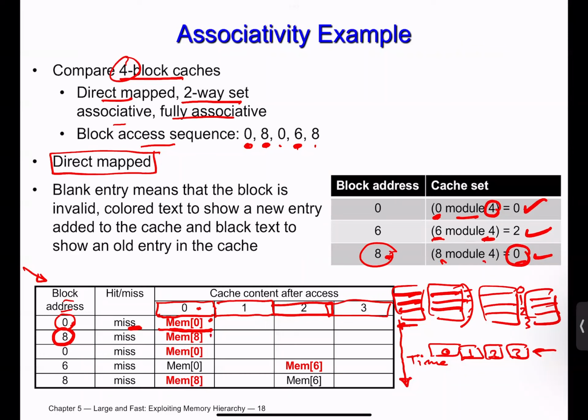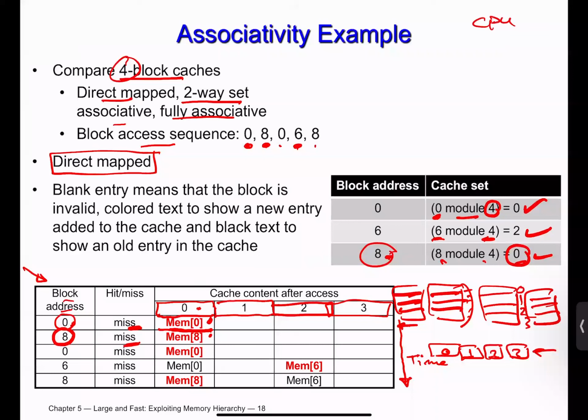So again, I will go to cache location 0. Do I have memory of 8 there? Unfortunately, what I had earlier is memory of 0, not memory of 8. So I miss. I didn't find whatever I'm looking for. What I will do if I miss is go to the main memory, bring a memory of 8 with me, and copy it to the cache.